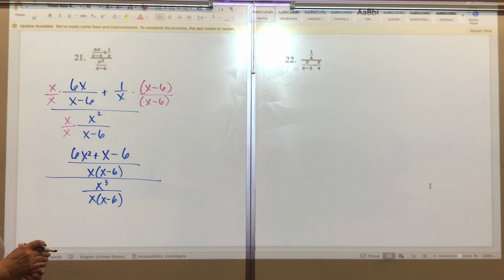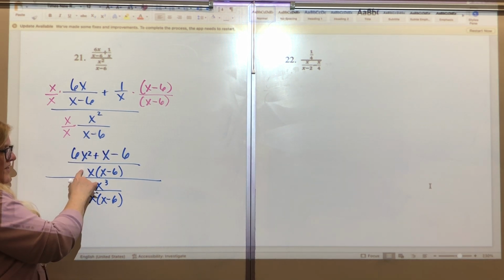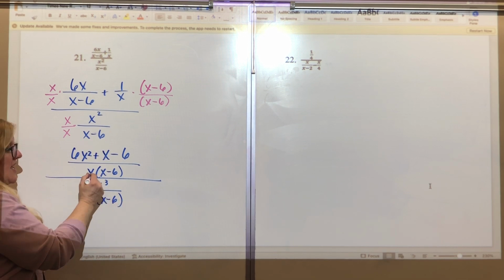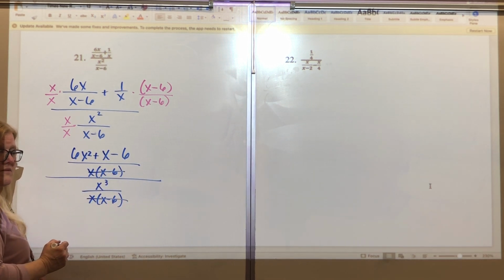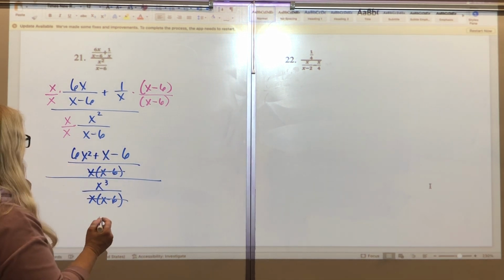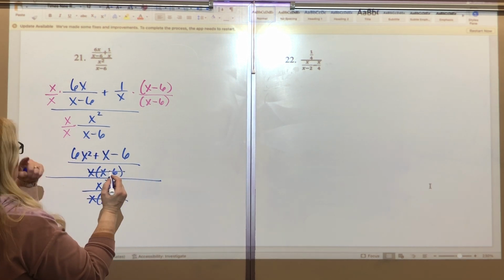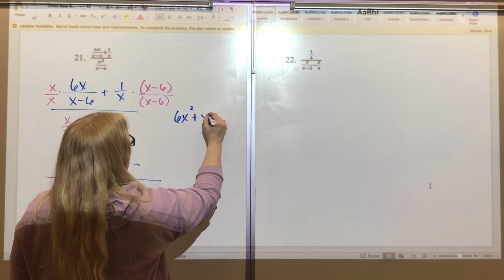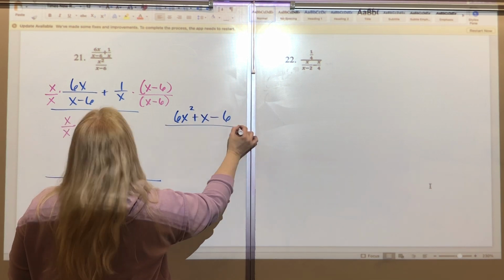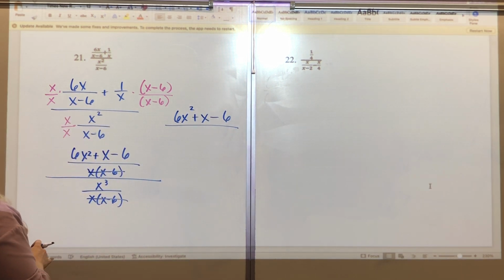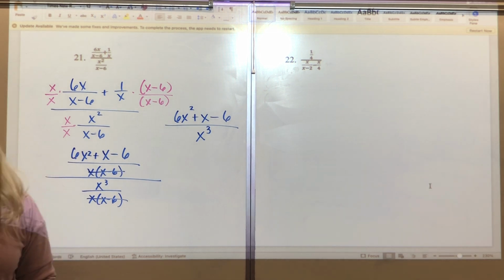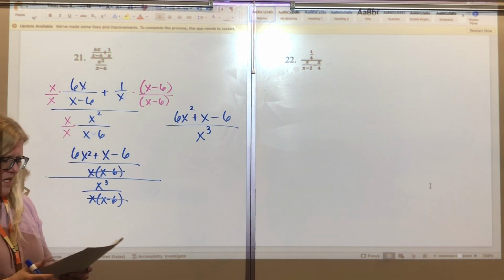Okay, now if I keep change flip, these two are going to cancel. So when these two denominators are the same, we can just cross those out. So now I have 6x squared plus x minus 6 divided by x cubed. I feel like I made a mistake. Did I make a mistake?